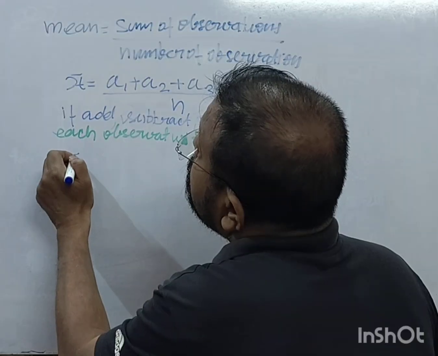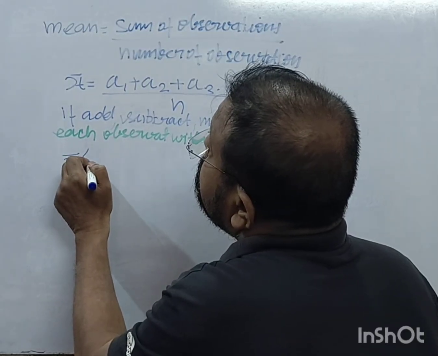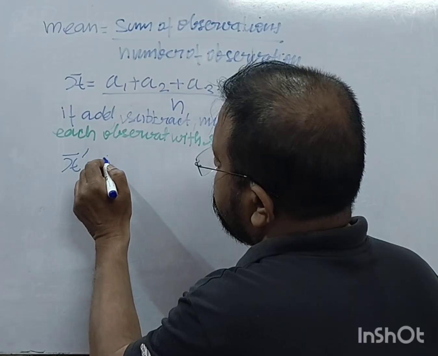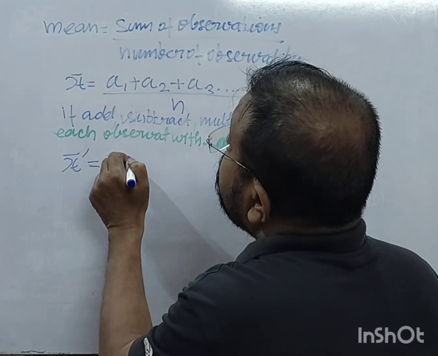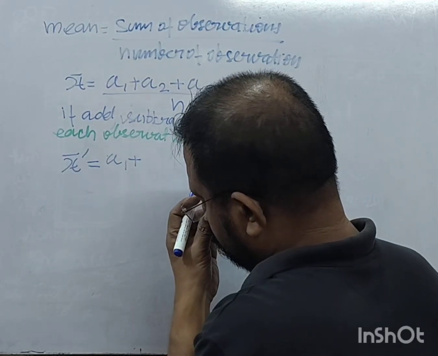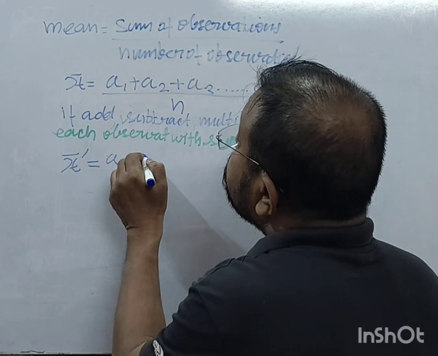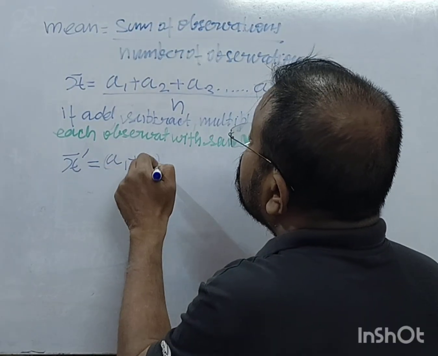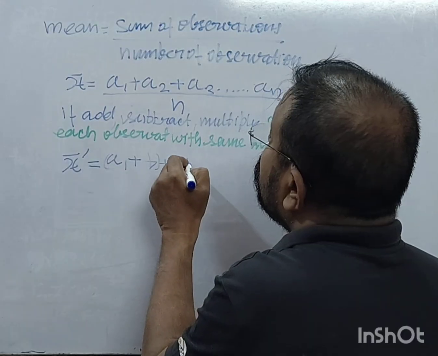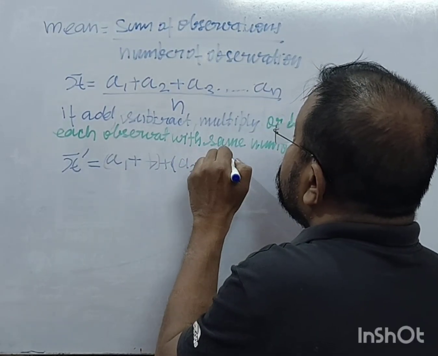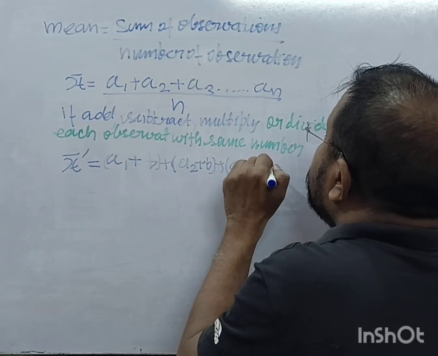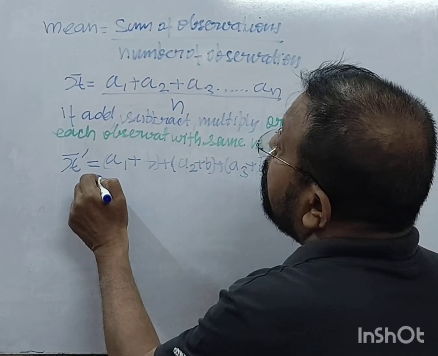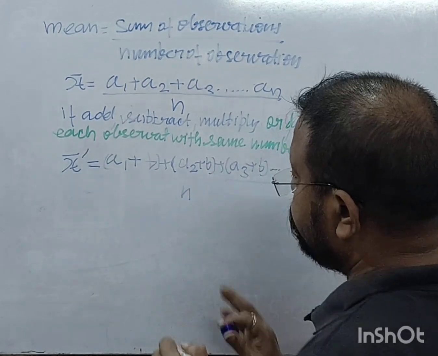x bar dash is equal to a1 plus b plus a2 plus b plus a3 plus b up to an plus b upon n. This is the condition.